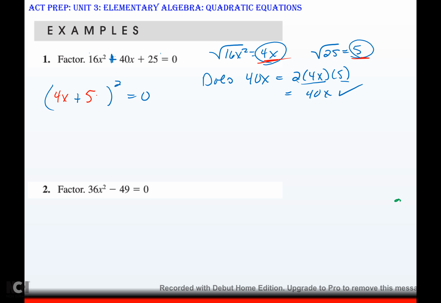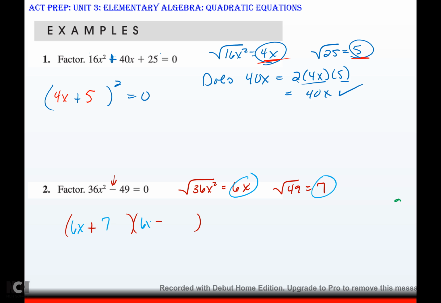Alright, on number 2, I notice there's only 2 terms, so that triggers me to check if they're perfect squares, or if it's a difference of squares. That's a minus, and let's check the ends. Is the square root of 36x squared perfect? Yes, it's 6x. The square root of 49 is perfect, it's 7. So binomial, plus and minus, and my terms are going to be 6x plus 7 and 6x minus 7 equals 0. And I have factored.